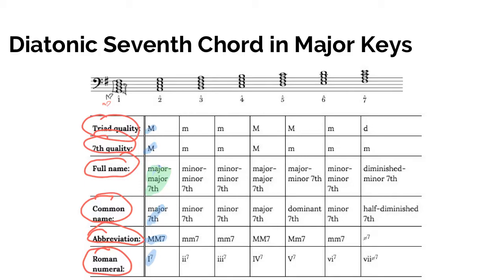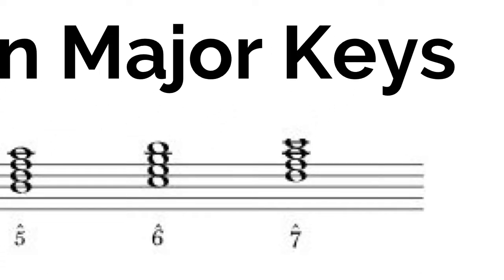So the two chord is a minor minor seventh, the three chord is a minor minor seventh, the four chord is a major major seventh, and then here's our dominant chord, our major minor seventh, which is going to be super important coming up. Then we have our minor minor seventh, and then our diminished chord here. Sorry, I'm trying to find a different color. The diminished chord is also called the half diminished chord, and this is super important to know. Half diminished means, if we look up here at our chord, the triad is diminished and the seventh is minor.